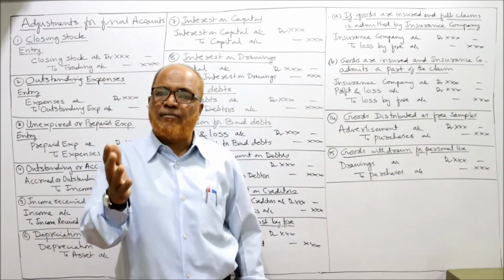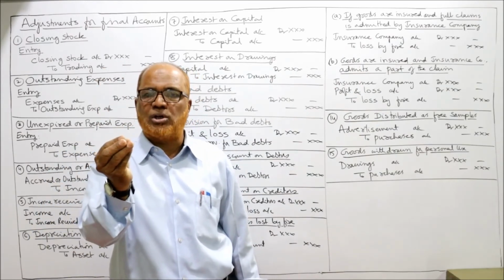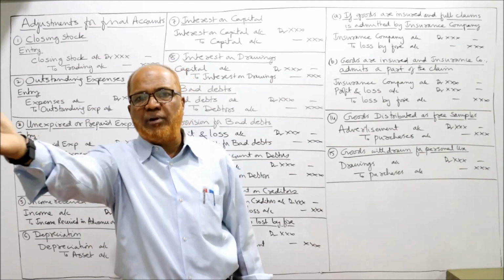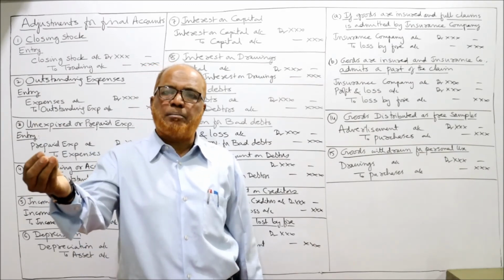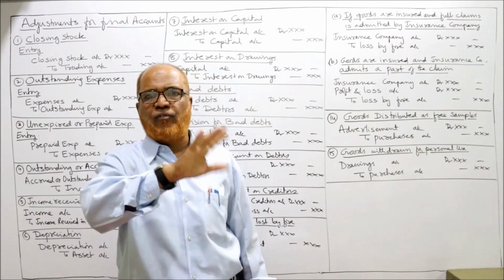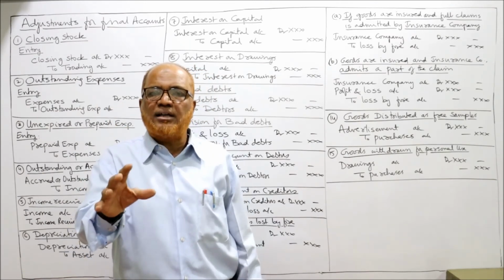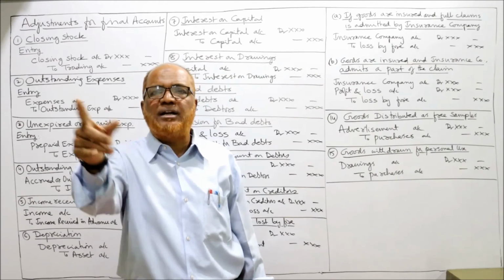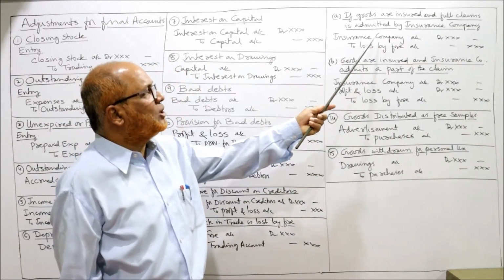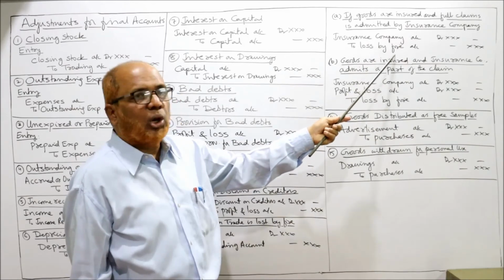Suppose my business has incurred a loss of rupees 10,000, loss of stock 10,000. I have claimed from the insurance company. Insurance company has agreed to pay full amount of 10,000. There is no loss to me. So in that case, if the full amount is admitted by the insurance company, entry will be insurance company account debtor to loss by fire.